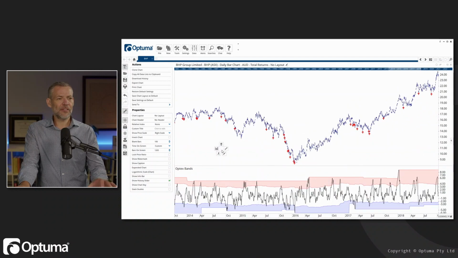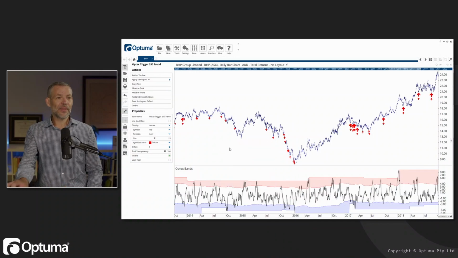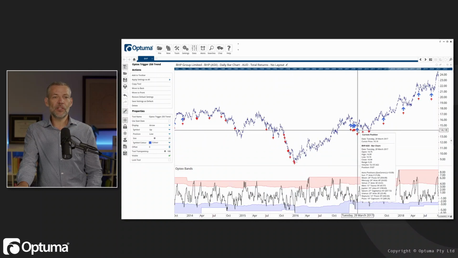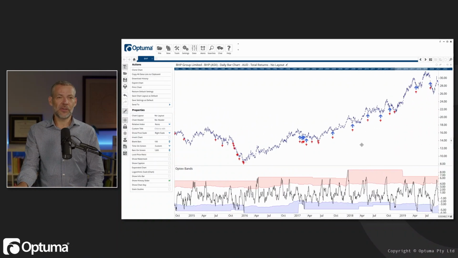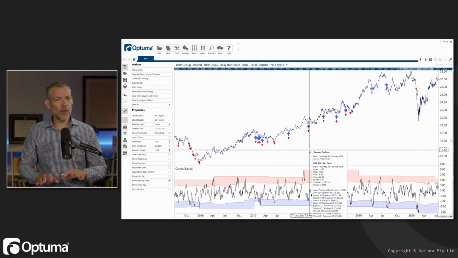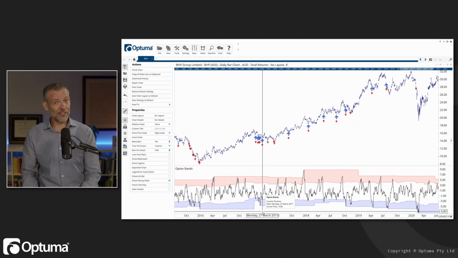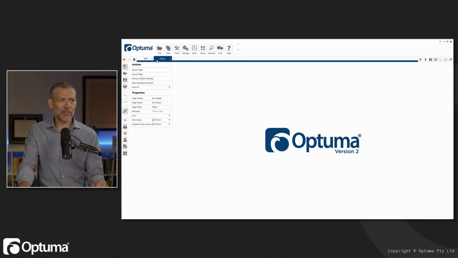So we do have another version too, which is the 250 with trend, and they become big arrows. Let me change their color, and you can see in that case, the market's in a downtrend. It's only when we classify the market as being in an uptrend that we have these signals here. So again, that's Optex Bands. Very interesting. If you want to know more about it and how it's built, you can go to optuma.com/Optex and see an hour-long webinar on exactly how that's built and how we tested it, and learn more about that Optex Bands tool.